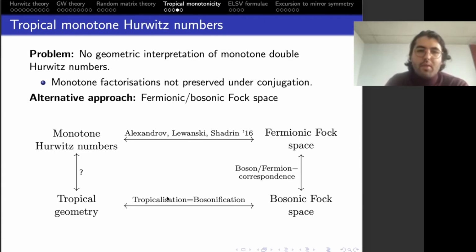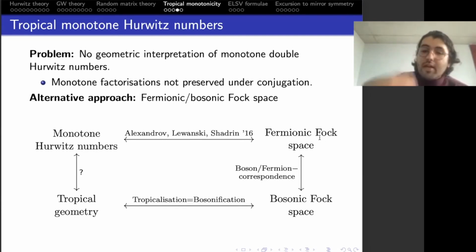So we sort of have to do something else, and the idea that we had was to use the fermionic and the bosonic Fock space. So the fermionic Fock space is a representation theoretic tool that comes from the Kyoto group in the theory of integrable systems. And essentially, the idea of this approach that we use is the following. So we start with monotone Hurwitz numbers, and we want to establish a connection between monotone Hurwitz numbers and tropical geometry. And the first thing that other people did, namely Alexandrov, Lewanski, and Shadrin in 2016, was to prove that monotone Hurwitz numbers may be expressed in terms of this representation theoretic space, which is called the fermionic Fock space.